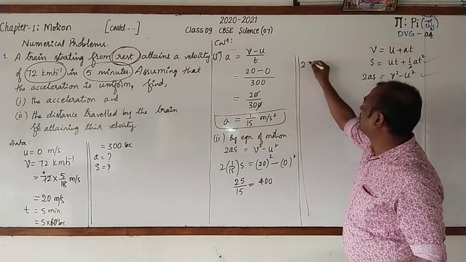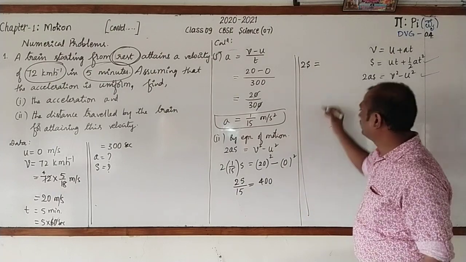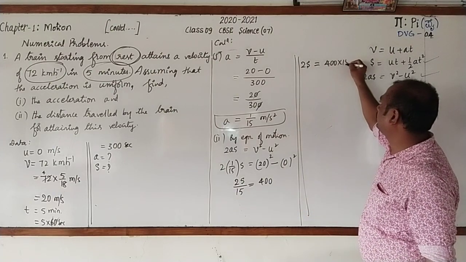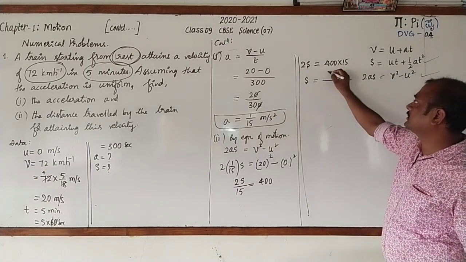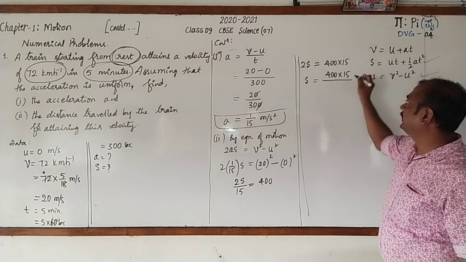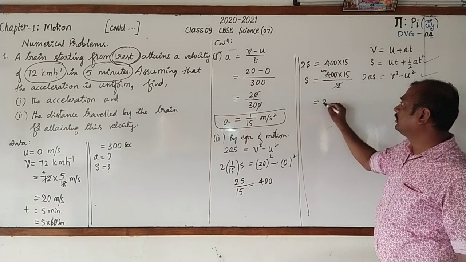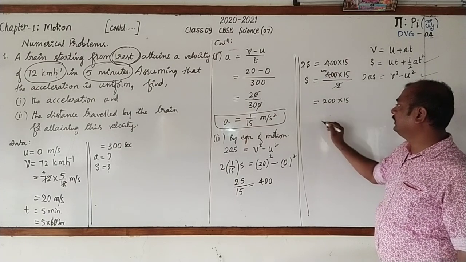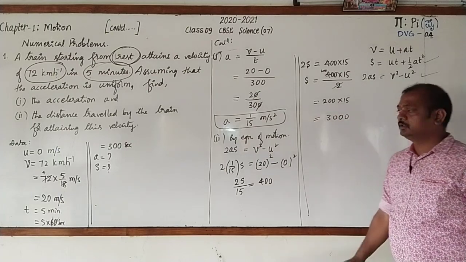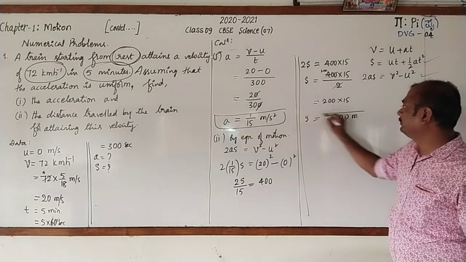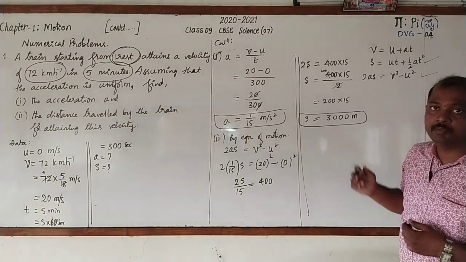2s is equal to, yes, cross multiply 15, 400 into 15. Then s is equal to transpose 2 to the denominator of RHS, 400 into 15 by 2. You can cancel 2s, 2 200s are 400, so 200 into 15. Multiply 0 0 as it is, 15 2s are 30. S equal to 3000 meter. Here 3000 meter is nothing but 3 kilometer.